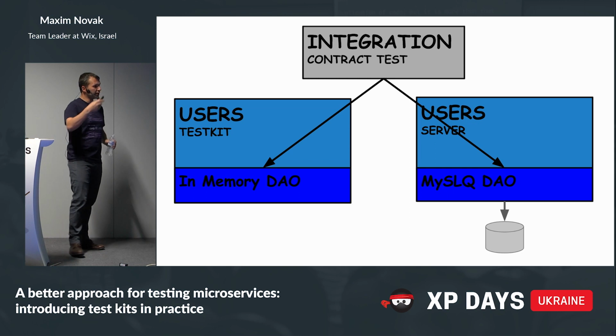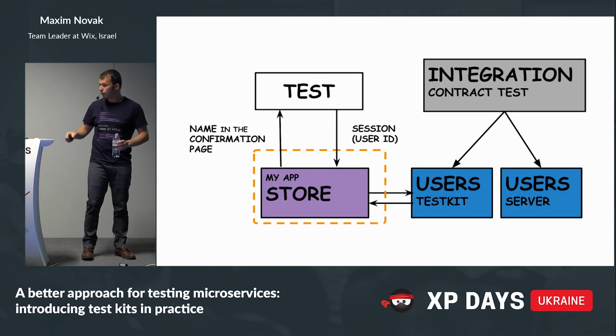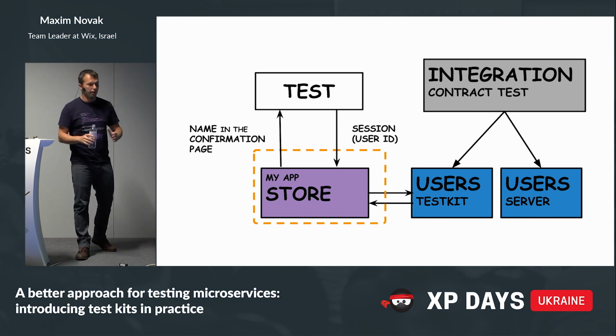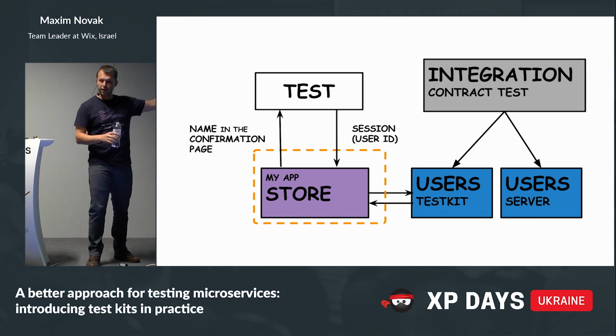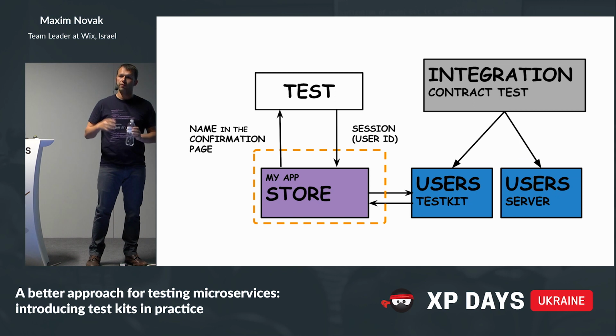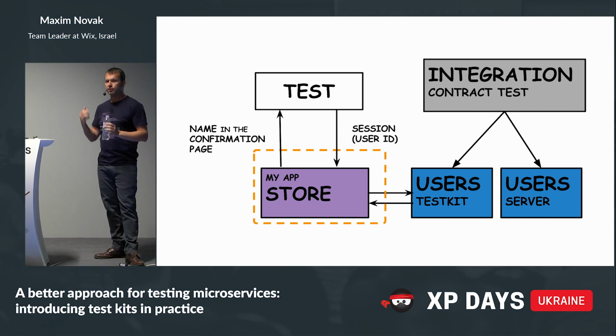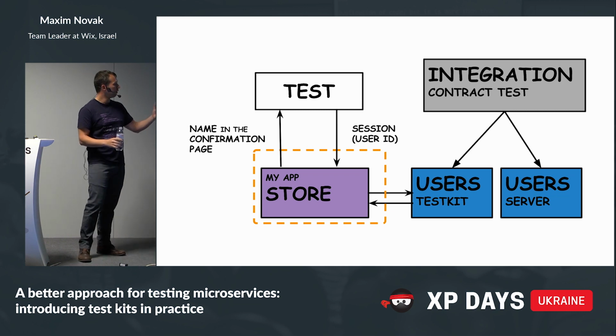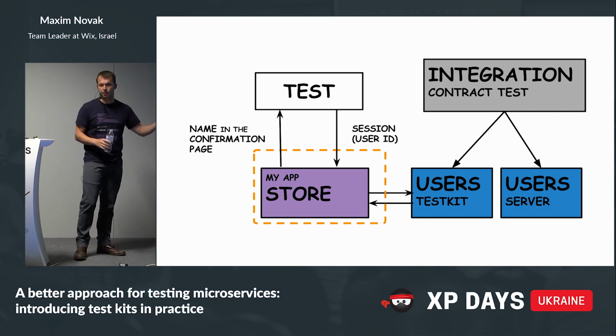And we take it even one step further. We use the same method as the integration contract test for our server and our test kit. We define the contract that our server needs to comply with. And then we make sure that our test kit complies with this contract.